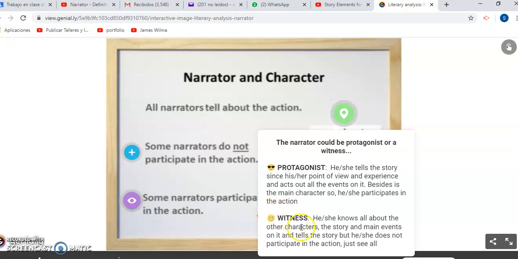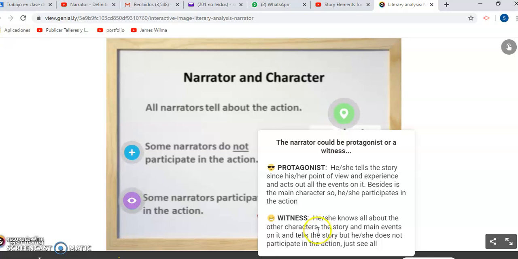The witness is the opposite of the protagonist. So he or she knows all about the other characters, the story, and the main events, and tells the story, but he or she doesn't participate in the action, just sees all.